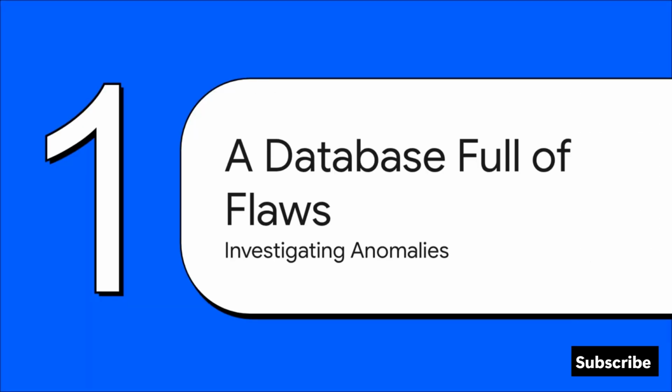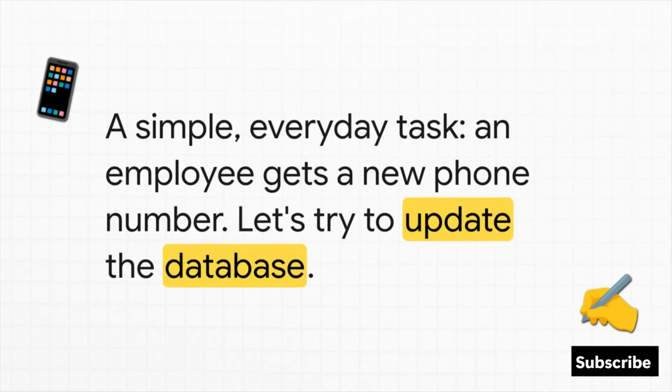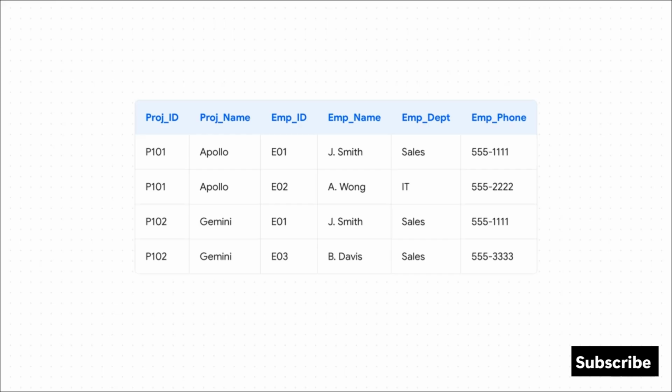Okay, so let's put on our data detective hats and really dig into the flaws hiding in this design. We're going to throw a few real-world situations at this table and watch exactly where and how it breaks. Here's test number 1. This is something that happens literally every day in any company. An employee, Jay Smith, gets a new phone number. Our job, just update the database. Should be easy, right? Well, nope, not so easy.